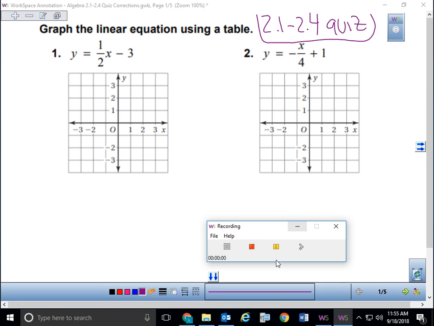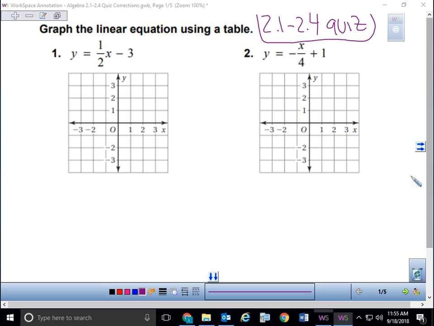So we are going to go through and do your corrections for the 2-1 and 2-4 quiz, starting with question 1. Remember, at any point, if you need more help, please come see me in 7th period. It says, graph the linear equation using a table. That is a t-table. If you lost any points on this, it's because you didn't make a table.